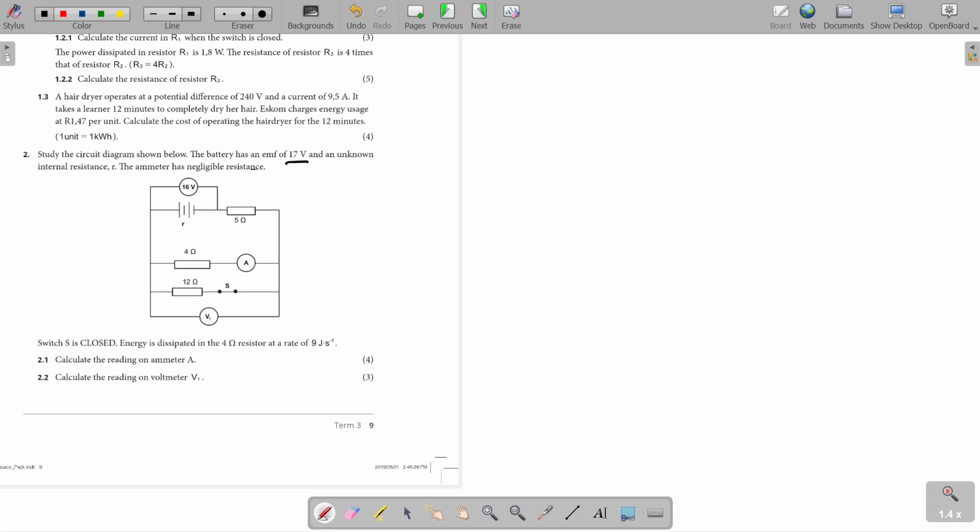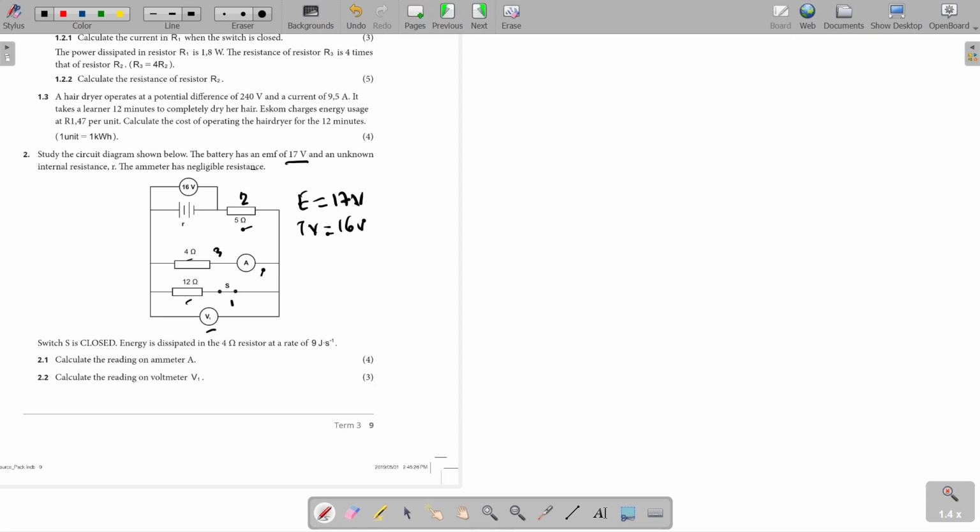So we are presented with a circuit that has an EMF of 17 volts from the battery, and a terminal voltage of 16 volts. We have resistors of 4 ohms, 12 ohms, and 5 ohms. We're going to label them number 2, number 3, and number 1. And then we have V1 and the ammeter there as well.